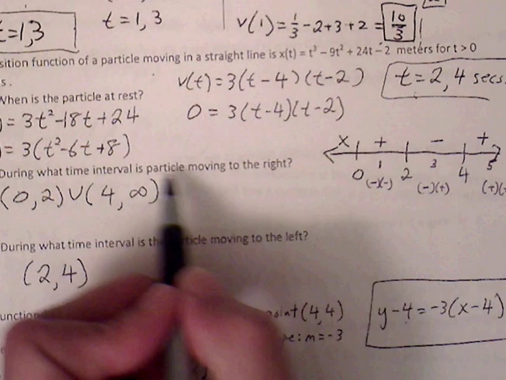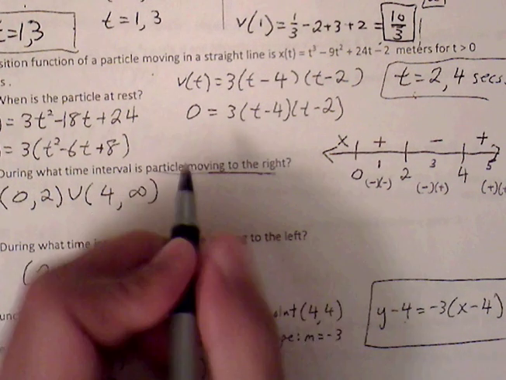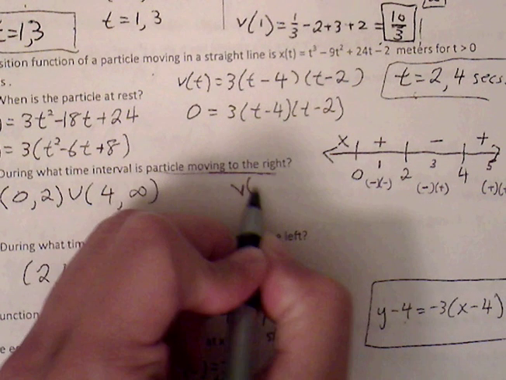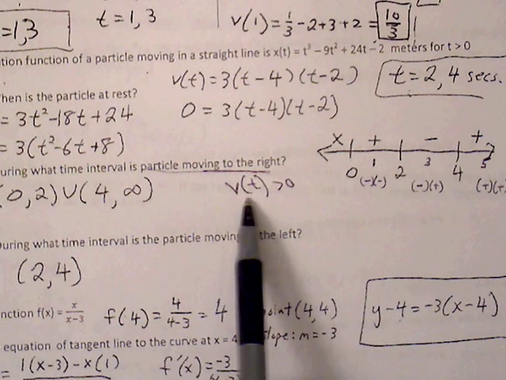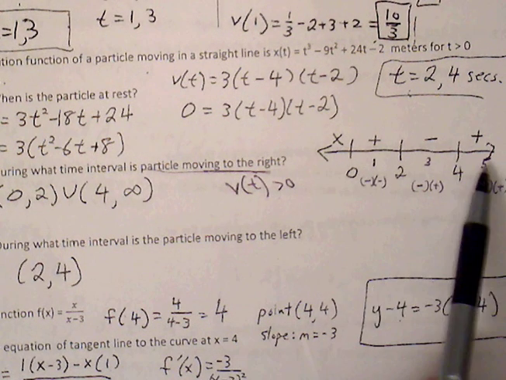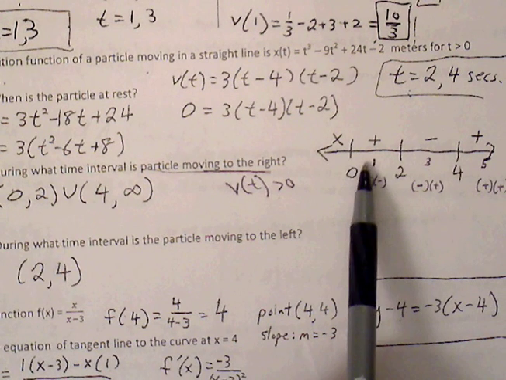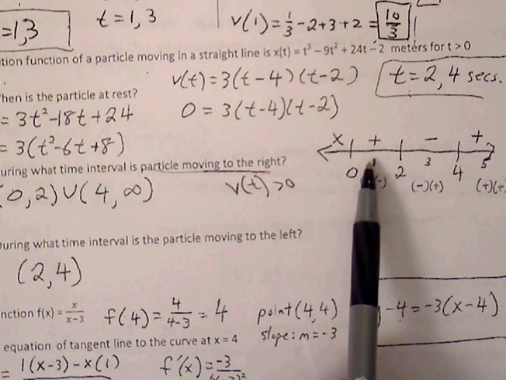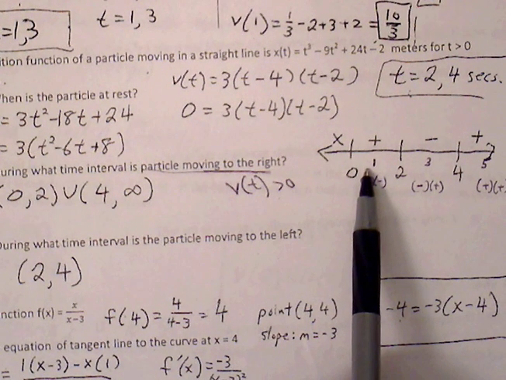Okay, to determine whether the particle is moving to the right, we want to figure out when velocity is going to be positive. So when is velocity going to be greater than 0? We can just choose values in these intervals and plug the given value into the velocity function and then test to see whether it's positive or negative. If it's positive, it's moving to the right. If it's negative, then it's moving to the left.